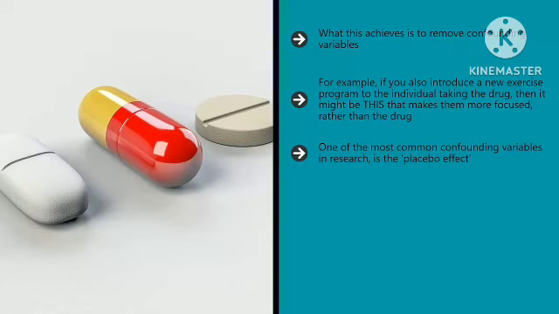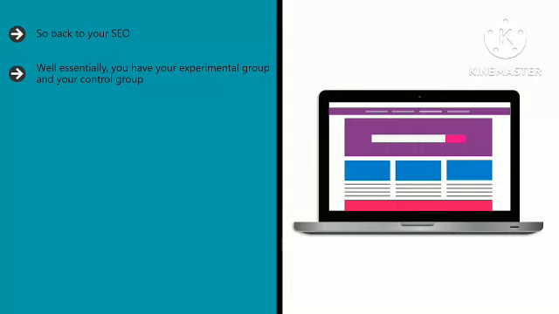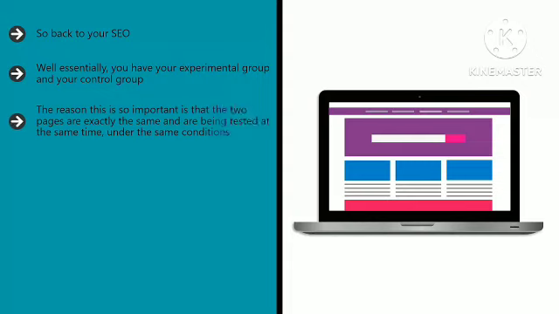What does all this have to do with split testing? Well, essentially, you have your experimental group and your control group. The experimental group is the one where you have introduced a new header or whatever else, and the control group is the one where you have left everything as it was. The reason this is so important is that the 2 pages are exactly the same and are being tested at the same time, under the same conditions.